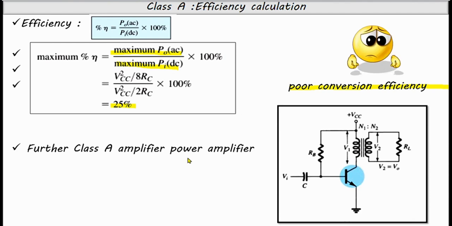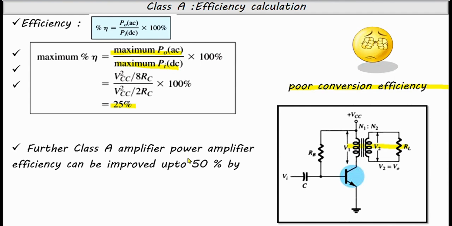To solve this issue, we can use a transformer at the output stage instead of directly connecting RL. It saves power and improves efficiency up to 50%.